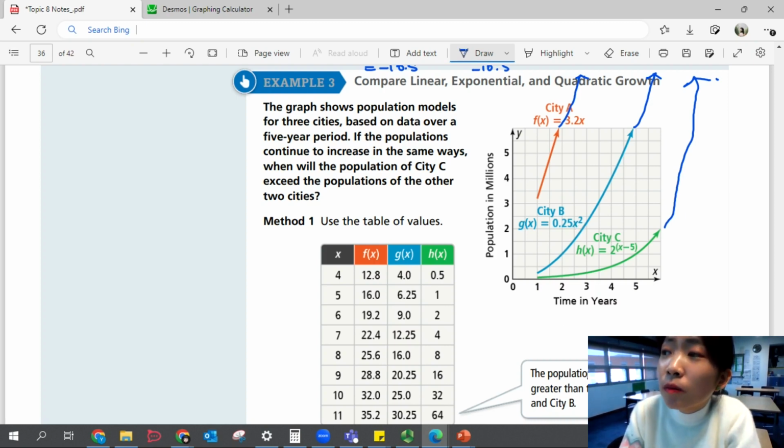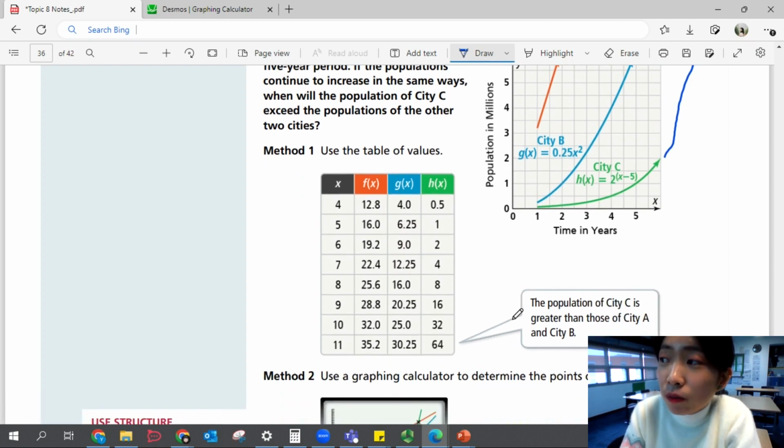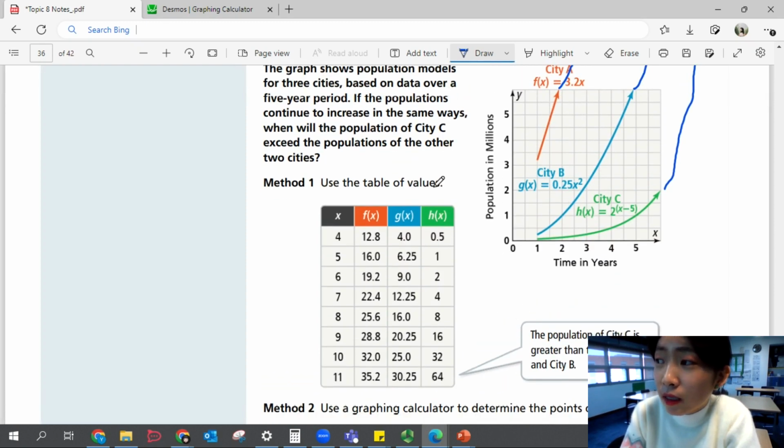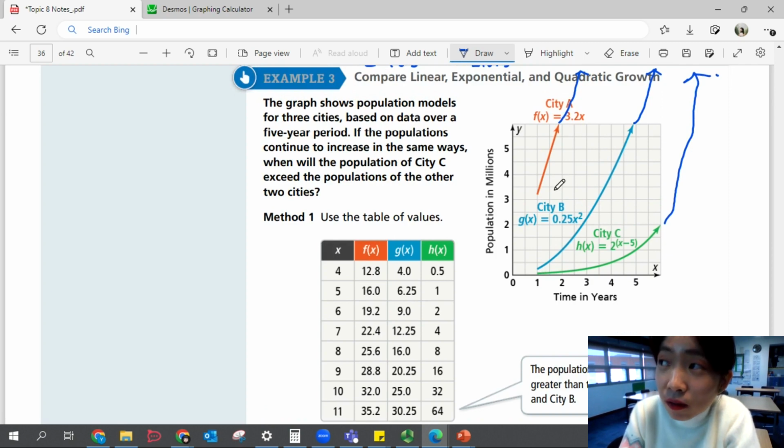So let's look at some table of values. Okay, the population of city C is greater than those of city A and B. If you look at x equals 11. So using your function, you can figure out the tables of values for future years. In this graph, it only shows the years from 0 to 5, and city A doesn't even go all the way up to x equals 5, right? So yeah, it's cut off.